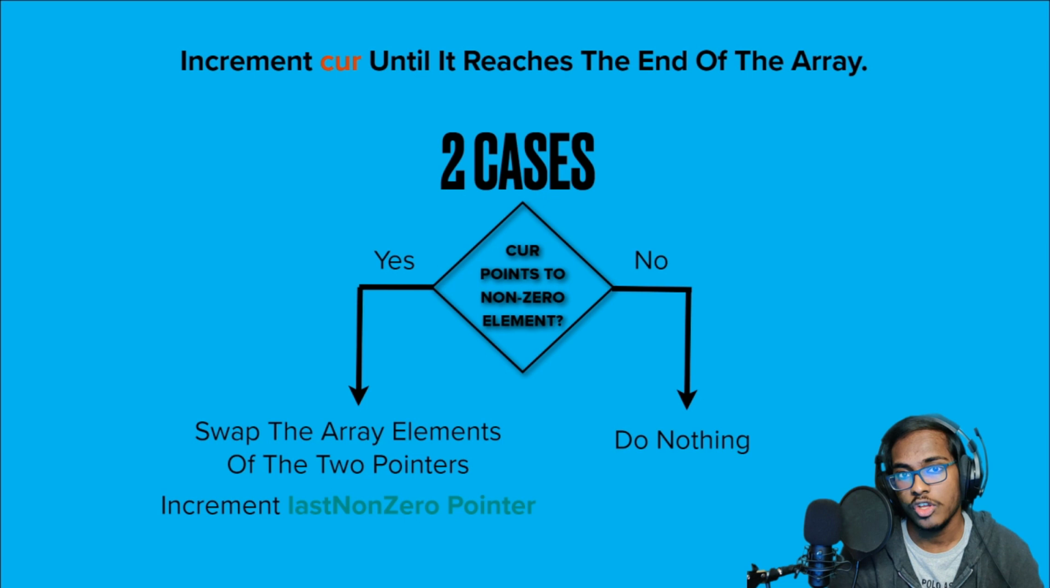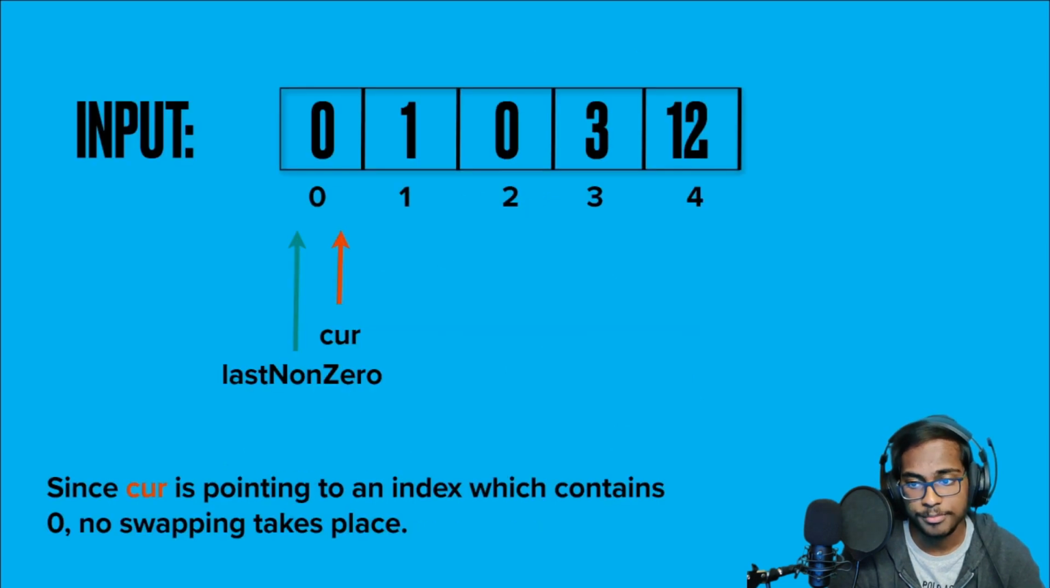Okay. So let me show you a run through with the current example. Initially we are going to make both cur and last non-zero point to the 0th index. Now we can see that cur is pointing to an index which contains 0. So no swapping takes place. We increment cur.